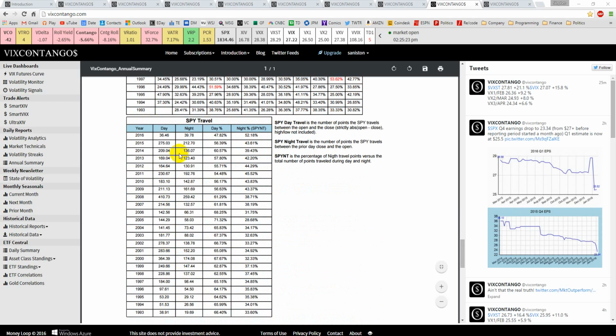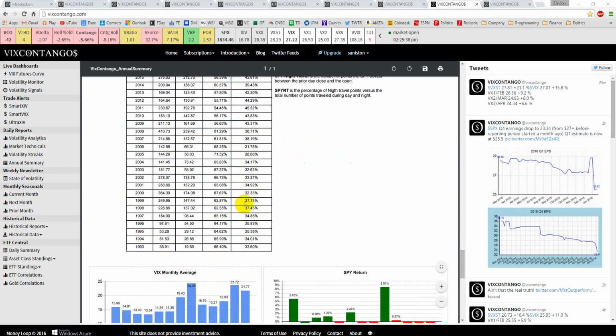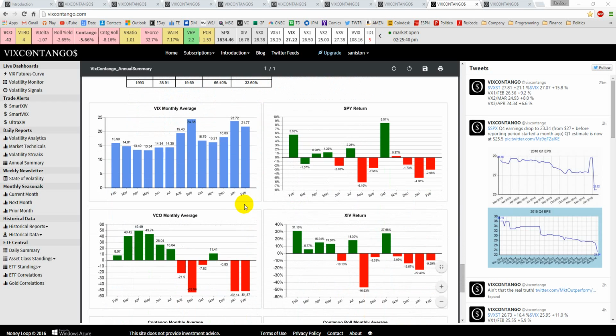We have a table for the SPY night travel, again all the way down to 1993 when the SPY was incepted. And we have a table with annual averages for the SPY night travel, so you get to see the day travel and the night travel in terms of points, the day percentage and the night percentage. Then we have a number of charts.